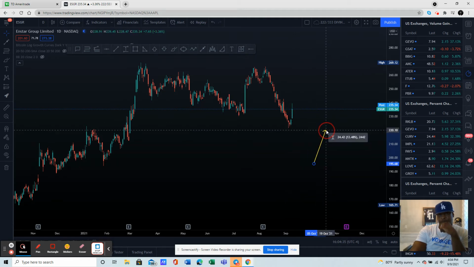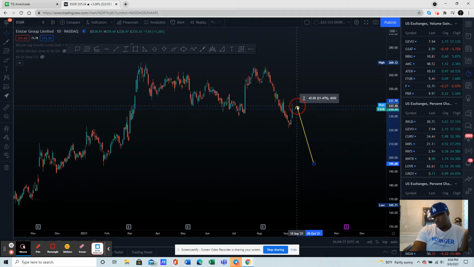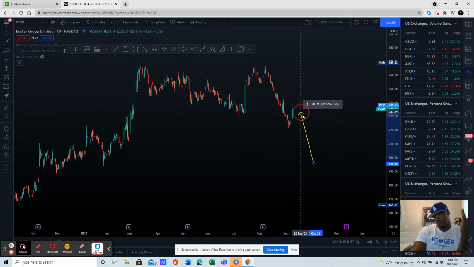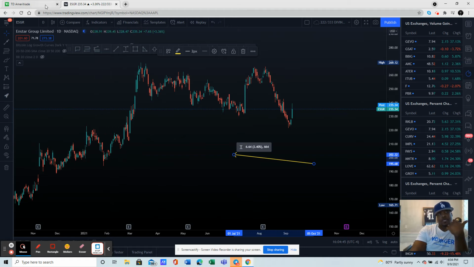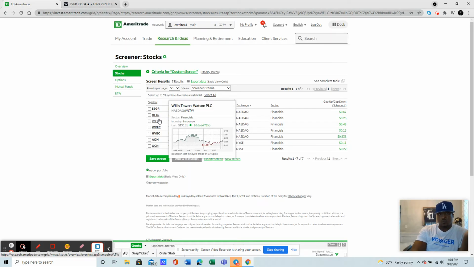In this area over here, and possibly what we could see is some more bearish pressure come into the market and bring this back down to here. So I'm not gonna keep you long, but that's basically it. We'll do one more and we'll end it.